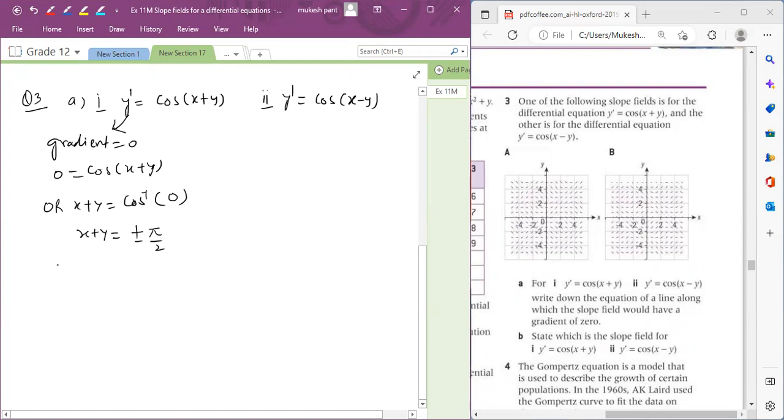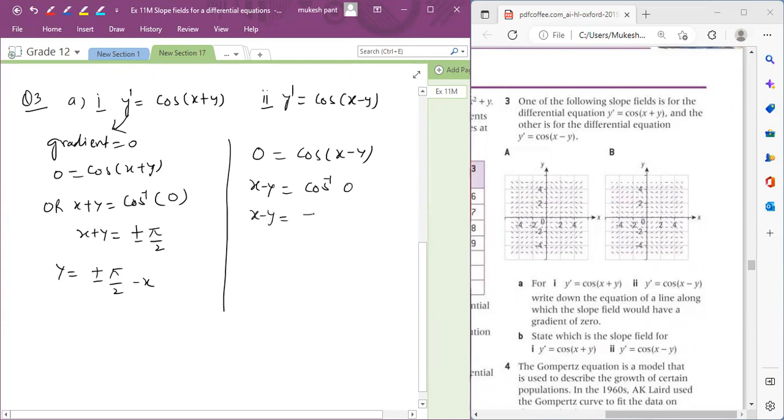So what is the equation? Y equals plus or minus pi over 2 minus x, moving the x from the left-hand side. Okay, so this is the equation from the first derivative. And for the second, 0 equals cos(x minus y), so it means x minus y equals cos inverse of 0.